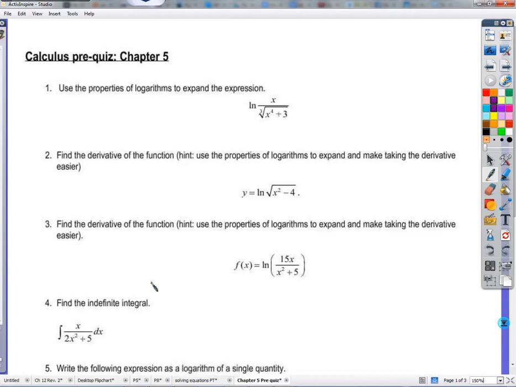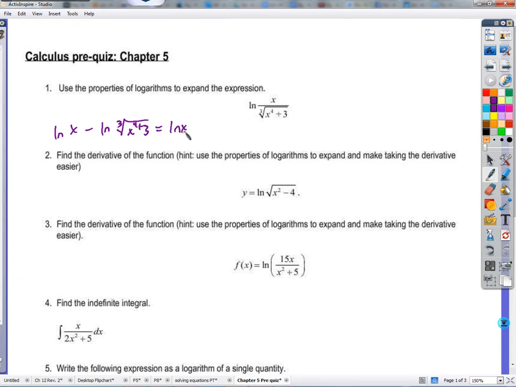All right, so let's run through these quickly. To expand this, first we have a quotient, so we'll start with the quotient rule: natural log of x minus the natural log of the third root of x to the fourth plus 3. The natural log of x, there's nothing to expand there, but here we really have a power. We have a power of 1/3, right?